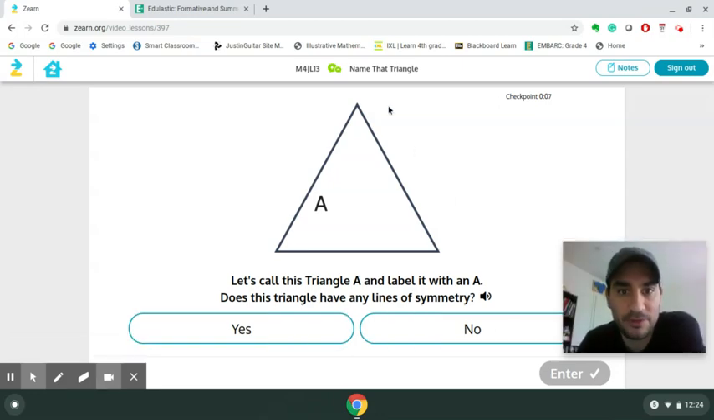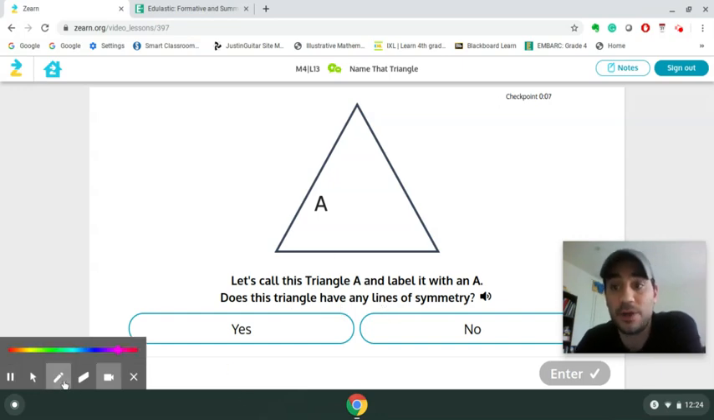All right, I'm sure we're all familiar with triangles. Let's call this triangle A. We'll name it with a letter, and we'll label it with that letter. Here's our A. Does this triangle have any lines of symmetry? Well, here's a quick review.